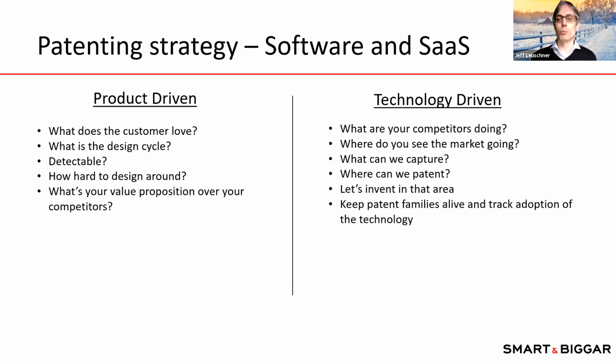They call it predictive patenting. It's looking at the market and what competitors are doing and trying to go in that direction before your competitors do. And then keeping the patent families alive and tracking to see if the technology is adopted.